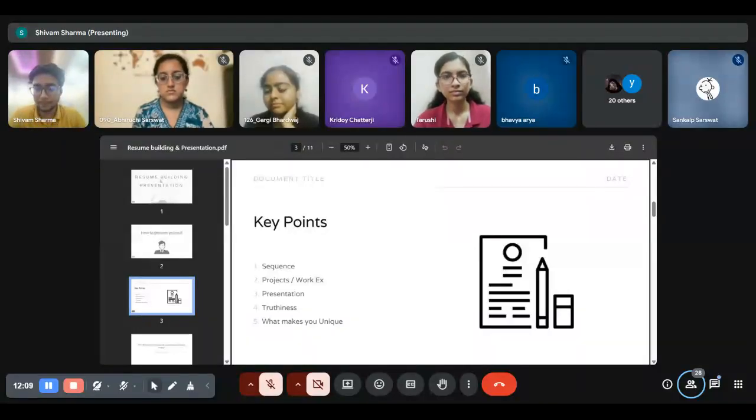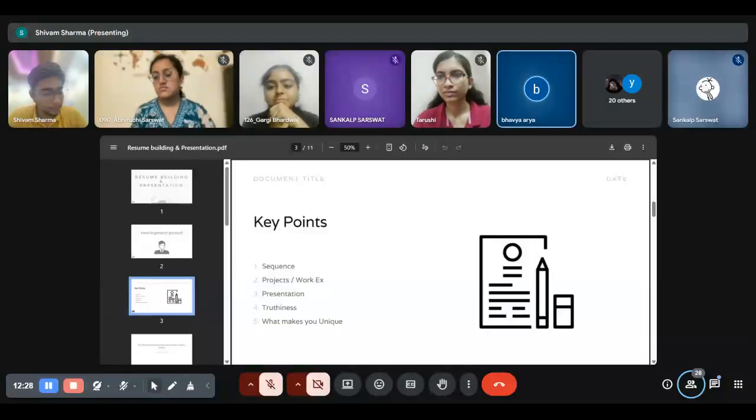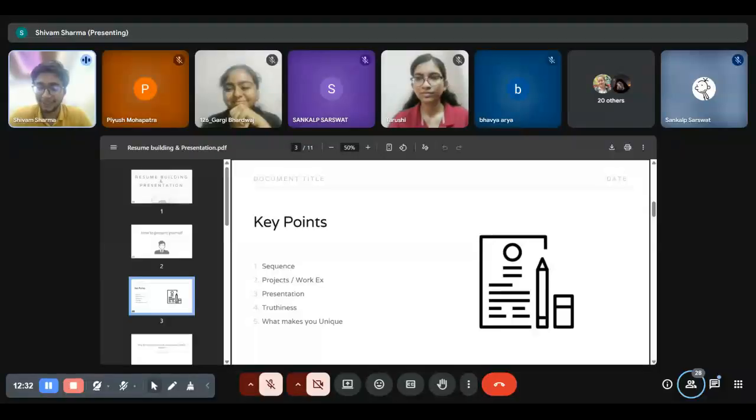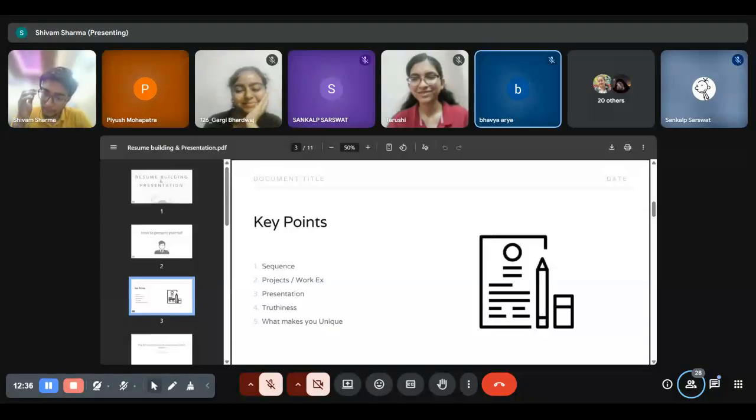Okay. CGPA. Okay. Anyone else? The ones that have a willingness to learn. But how do you measure that in the resume, Bhavya? Yeah, in the interview.